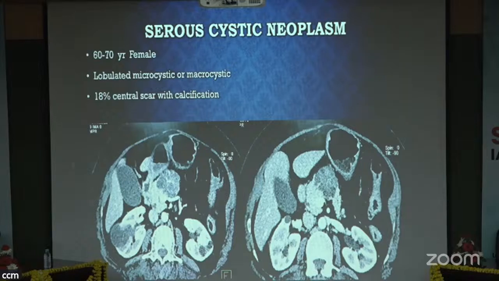Like in this case, we can see there is a mass lesion which is cystic with multiple thin septa, and in the center there is a scar. This patient also had renal cysts, and it was a part of a syndrome, VHL syndrome.